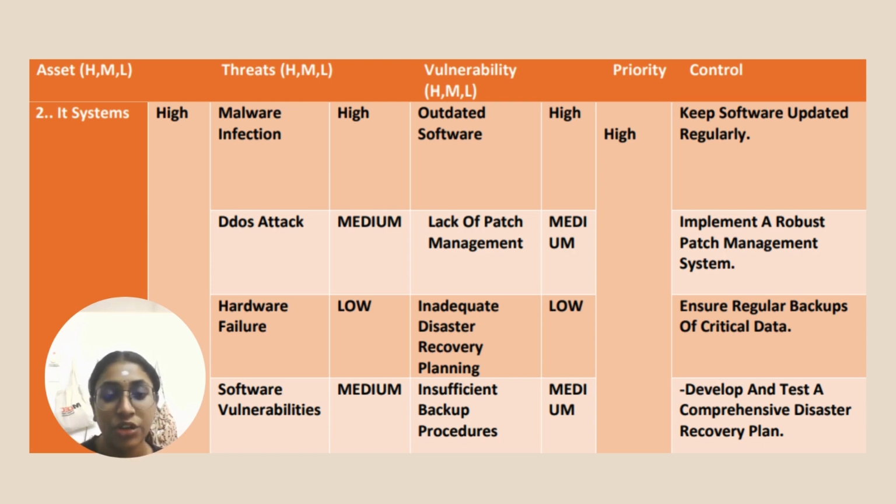So, there are four controls: keep software updated regularly, implement a robust patch management system, ensure regular backup of critical data, and develop and test a comprehensive disaster recovery plan. So, that's all from me for problem one.